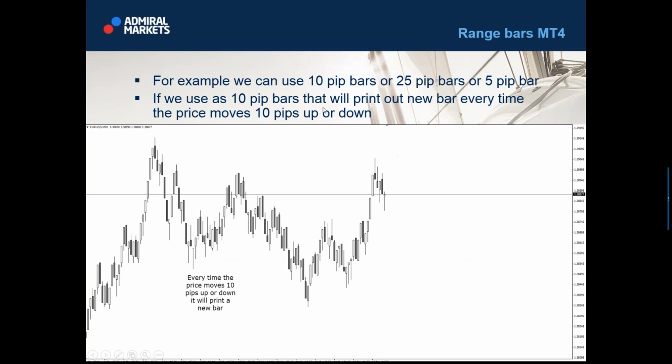Also, what I want to say is, guys, we can use 10 pip bars or 25 pip bars or 5 pip bars. Now the difference is, if you want to use intraday scalping, then you need to have a low pip count on range bars. I usually use 4, but you can also try to use 2. It depends which kind of account you use for scalping.